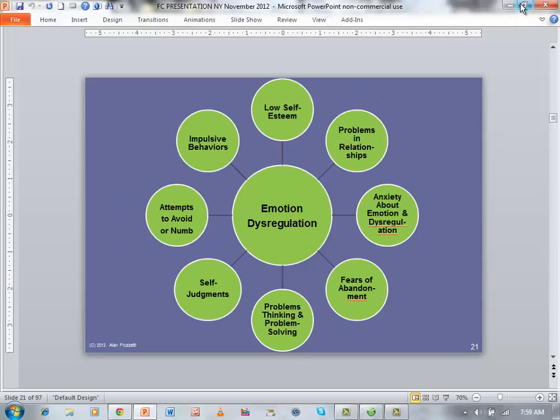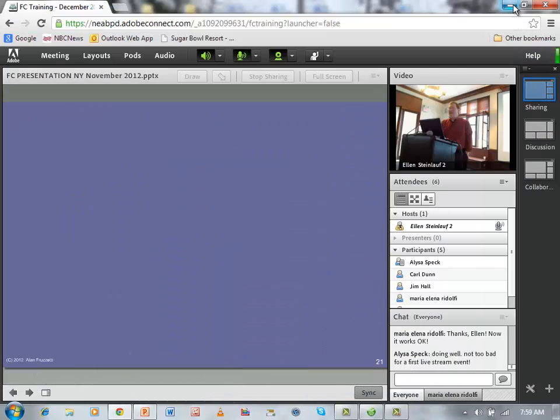Now, again, I want to normalize emotion dysregulation in a way, because emotion dysregulation is something we all do. It's not something we have, it's something we do. And when we're not doing it, we're not doing it. When we're doing it, we're doing it, right? When we're dysregulated, we're dysregulated. When we're not dysregulated, we're not dysregulated. So there's no such thing as a dysregulated person.